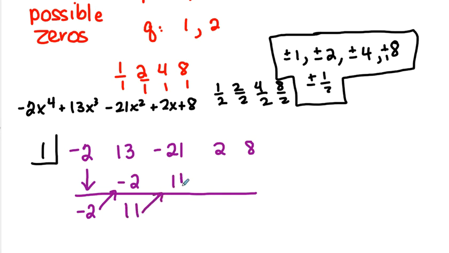So I'm going to put 11 here. And I'm going to add down, that's going to give me negative 10. 1 times negative 10 is negative 10. Negative 10 plus 2 gives me negative 8. Negative 8 times 1 is negative 8, and we add down and we get 0.